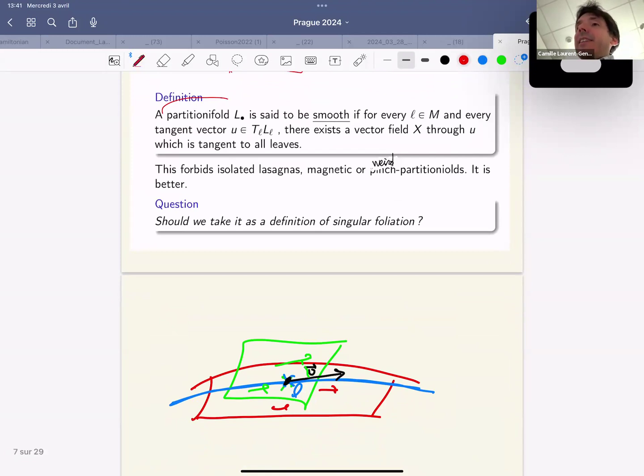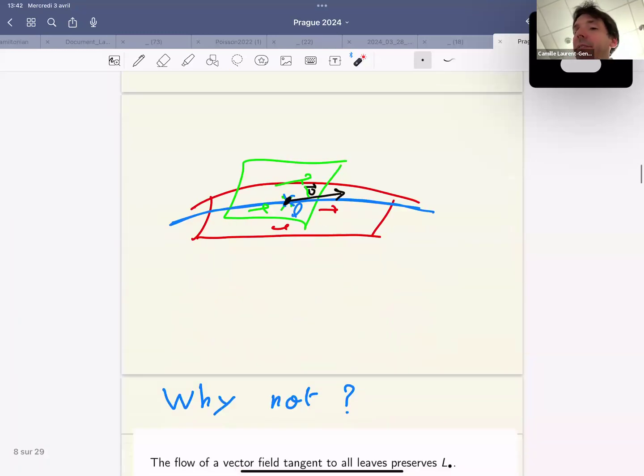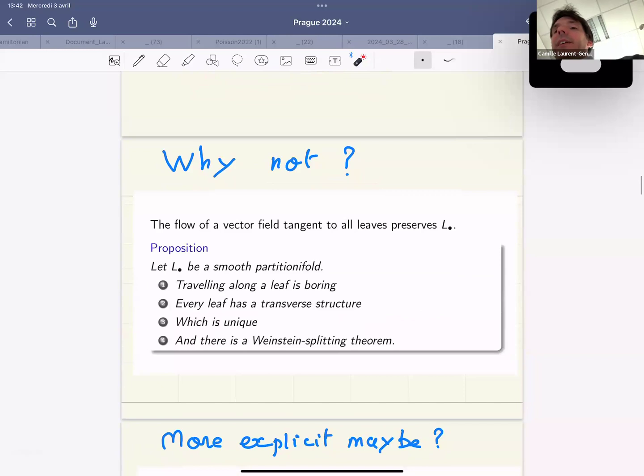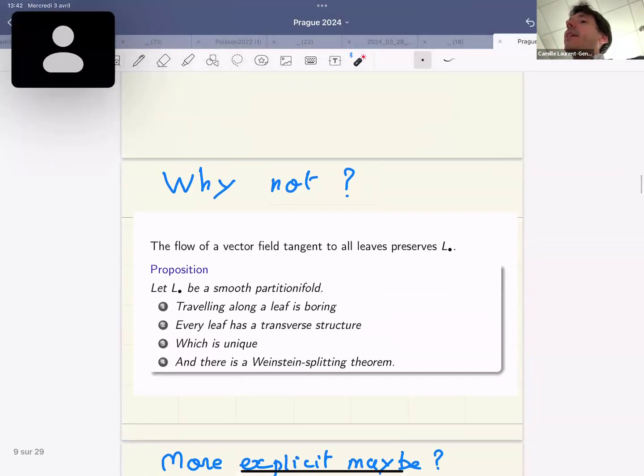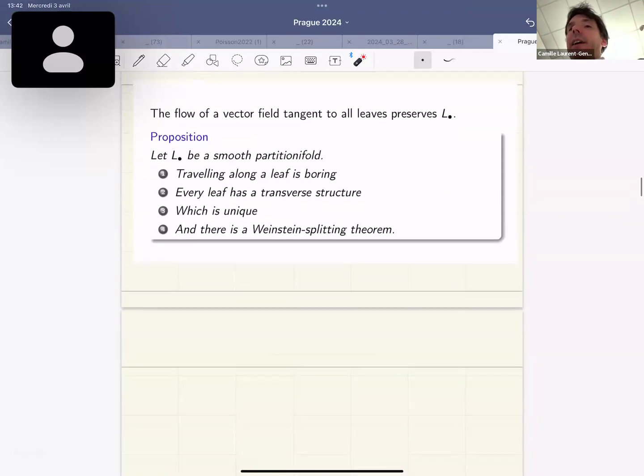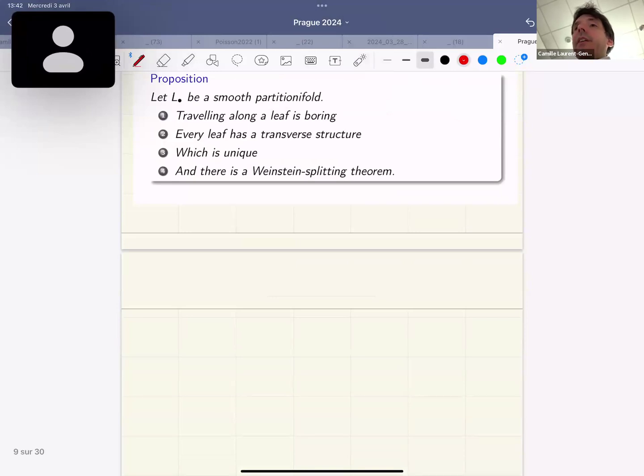But still, should we take it as a definition of a singular foliation? I would like to answer yes, because it's a very nice definition, but for some reason, it's not the definition that I will come back to after. Still, I will spend some time working on it because it has an extremely nice structure that singular foliations defined the way I will do also have. And this extremely nice feature, we can say it in one word. It's this property, which is the most important.